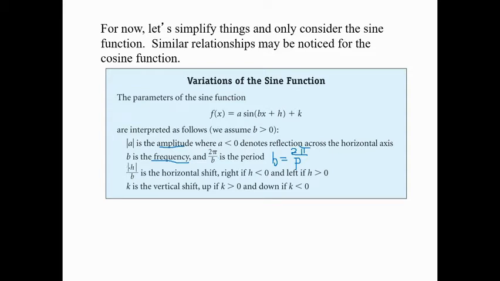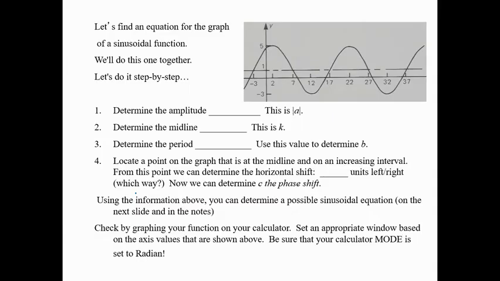And then H, your height, is the horizontal shift to the right if H is less than 0, horizontal shift to the left if H is greater than 0. Notice that it is divided by your frequency. And K is the vertical shift up or down. Okay? All right, we're going to take a look at this little graph right here. And we're going to find the equation for the graph of the sinusoidal function. And we're going to do this together, kind of step by step. And then you all are going to do 2 of these on your own with Ferris wheels, okay?